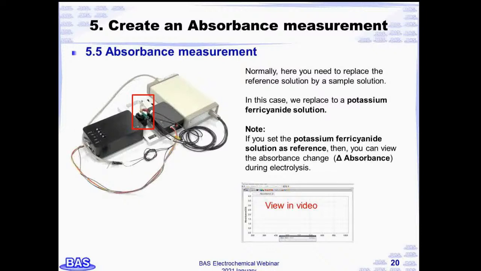Okay, the absorbance measurement is ready. Normally, here you need to replace the reference solution with a sample solution. In this case, we replace it with a potassium ferrocyanide solution. If you set potassium ferrocyanide solution as a reference in the previous step, then you can view the absorbance change during electrolysis. Let me show you the scene in video.